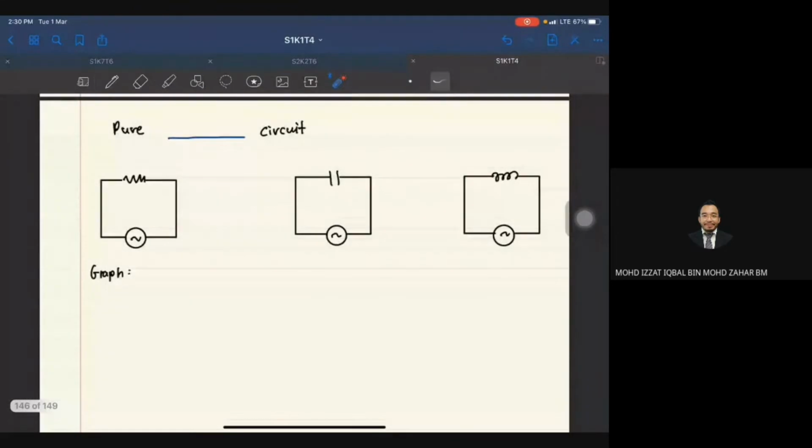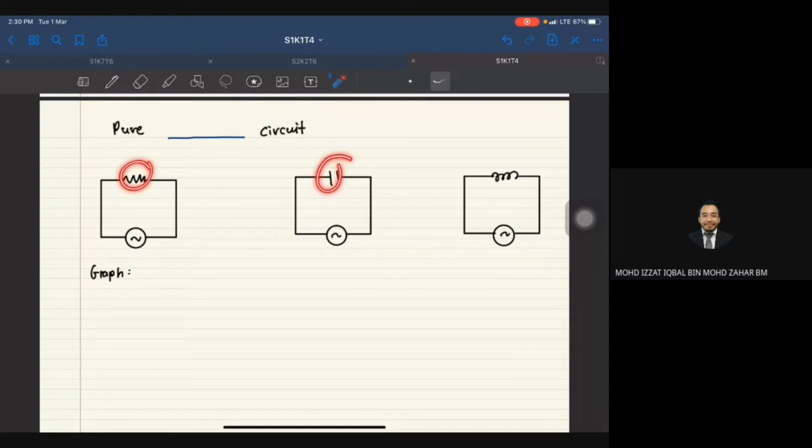Okay, so like I told you before, AC circuit, kamu boleh consist of tiga component. So you're going to discuss what if you have a single component for each circuit. Setiap satu circuit tu ada single component saja. So it's either resistor, kapasitor or inductor. Okay. So kalau yang ini pure resistor circuit lah. Kalau ini pure kapasitor circuit, second ni kan. The third one ni pure inductor circuit.